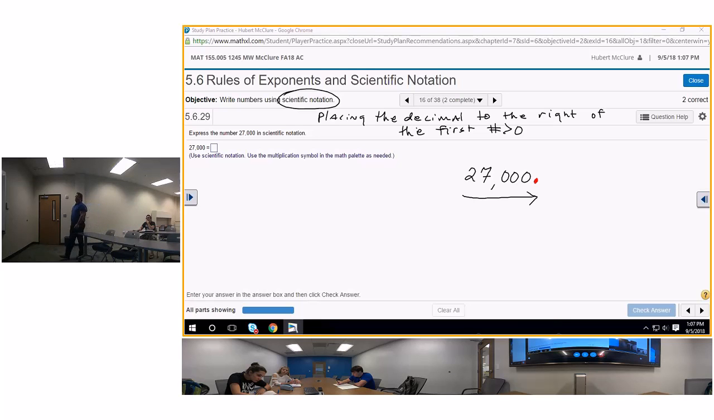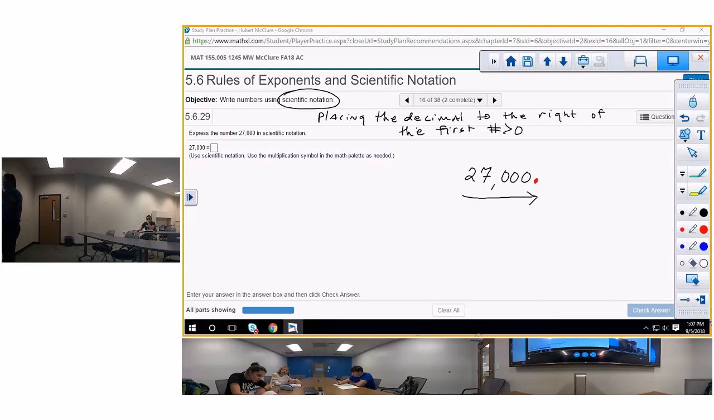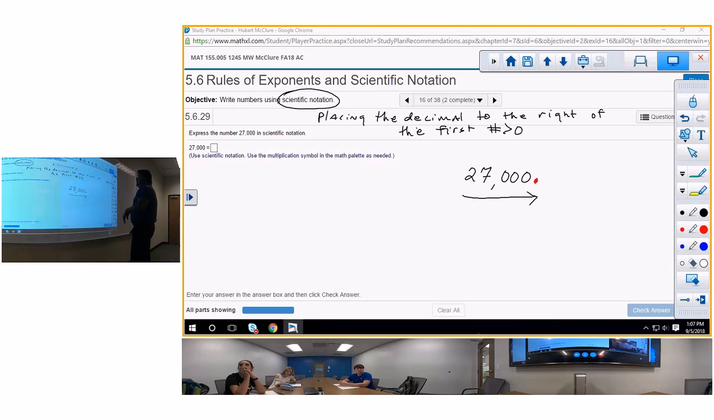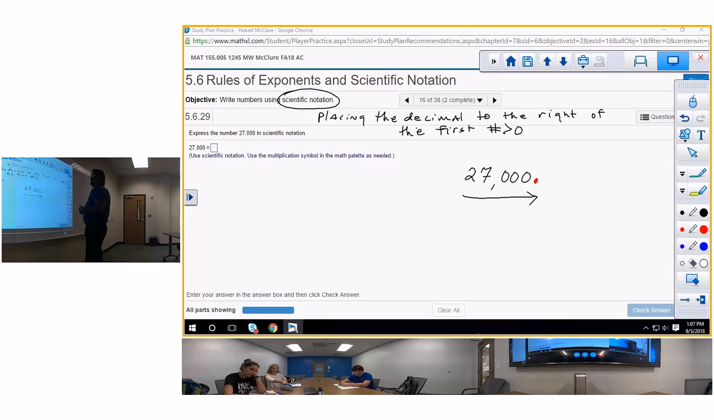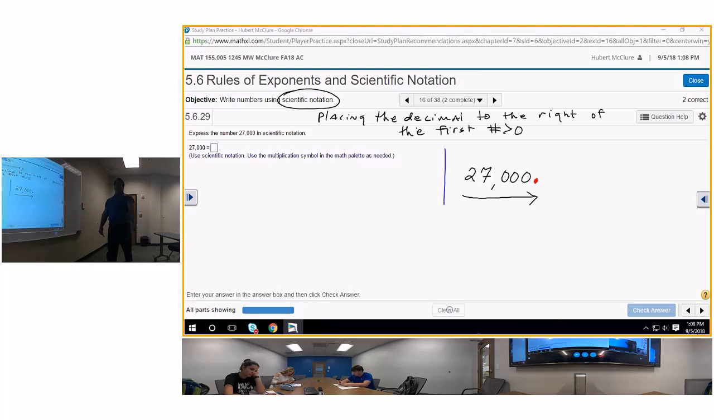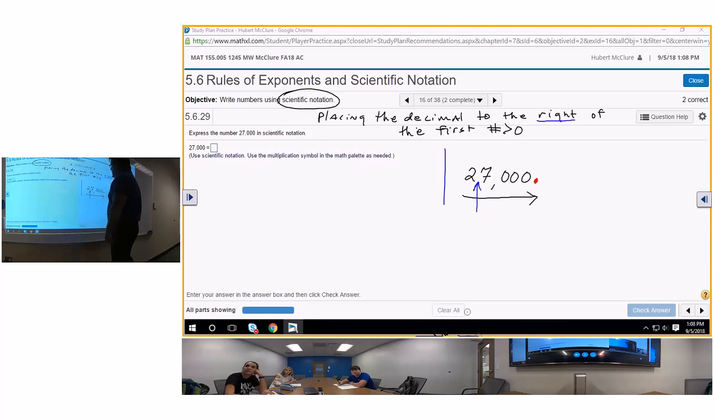So where is the first number greater than 0? Okay, I want everybody to put their eye on the 2 and go from left to right. Where is the first number greater than 0? Y'all know what greater than 0 is, right? It means 1, 2, 3, 4. Okay, start from the left. I'm going to put a line right there. Start from there, and look from left to right and tell me the first number greater than 0. 2. So I've got to put the decimal to the right there. That's where I need to put the decimal.